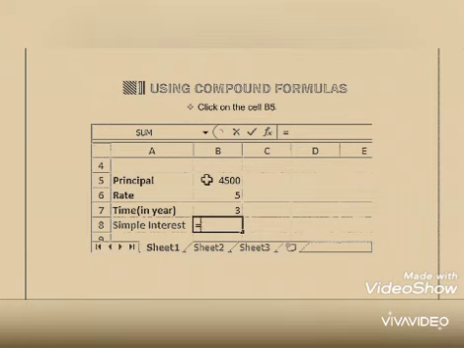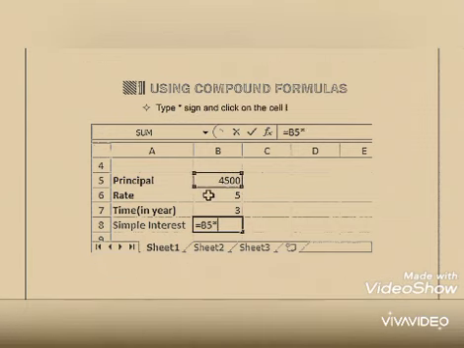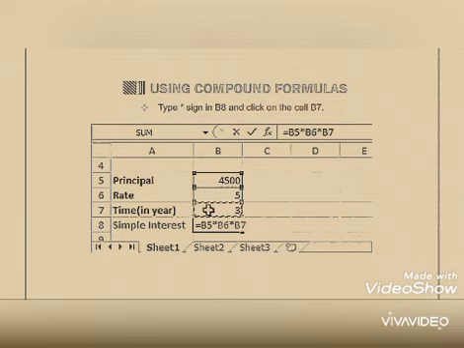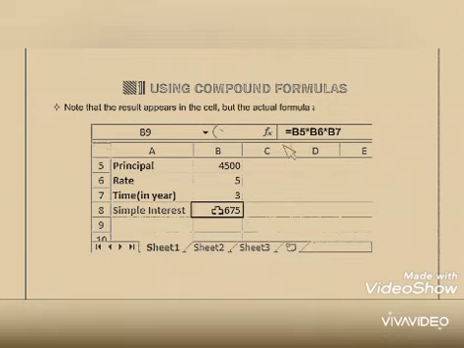Click on the cell B5. The cell address B5 appears in the cell B8. Type multiply sign and click on the cell B6. Type multiply sign in B8 and click on the cell B7. Type divide sign and 100 in the cell B8. Press the Enter key. The cell B8 displays the calculated result of simple interest. Note that the result appears in the cell, but the actual formula appears on the formula bar.